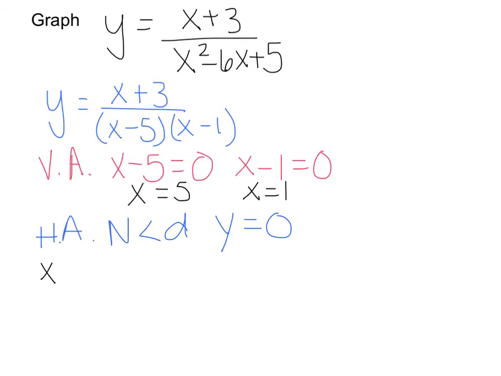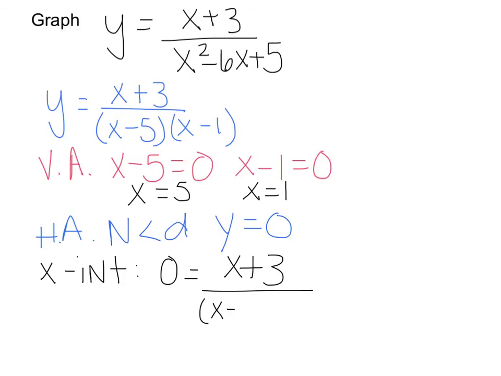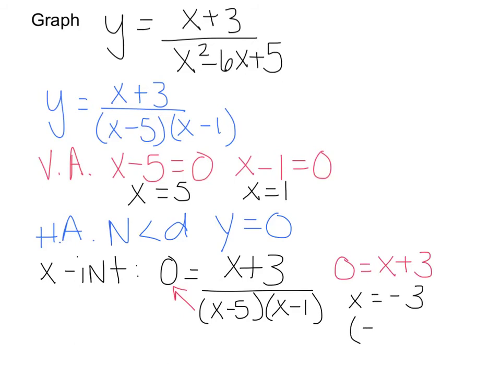Now let's find the x-intercept. Plug in 0 for y. So 0 equals (x plus 3) divided by, and you can either use your factored form or your unfactored form. Since nothing canceled out, it doesn't matter. Okay, so multiply up and you get 0 equals x plus 3. Subtract the 3 and x equals negative 3. So you have (negative 3, 0) as your x-intercept.